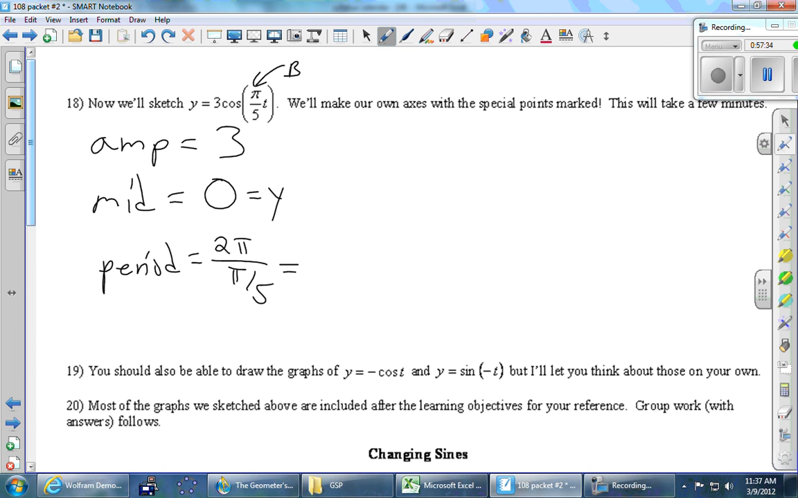Turns out that's a nice number. It's 10. Make sure you can figure out that that is 10. Okay, and then the last thing I do before I start drawing is take my period and divide it into how many equal pieces? 4. Always cutting it into my 4 quadrants. So 10 fourths, or 5 halves, or 2.5. Every 2.5. Those are my important X moments.